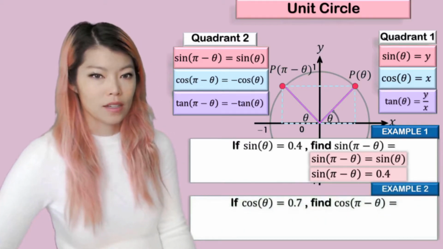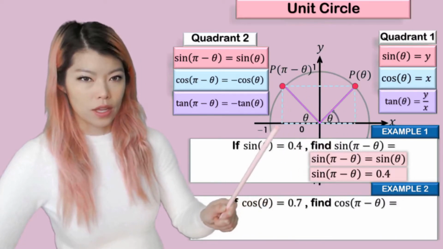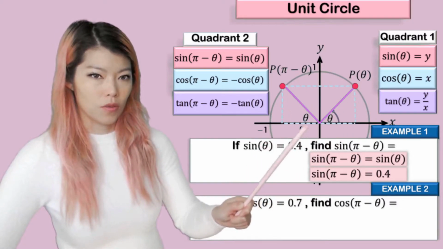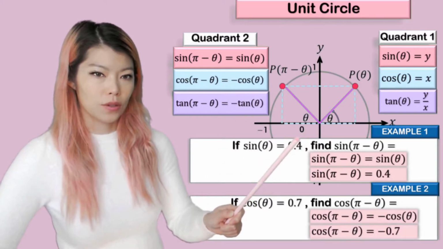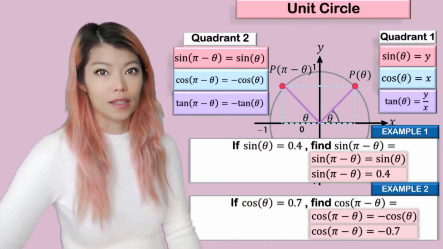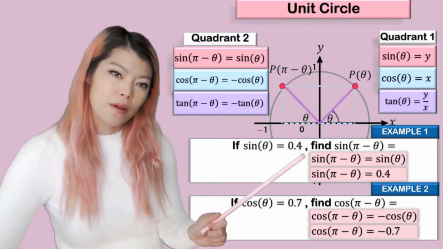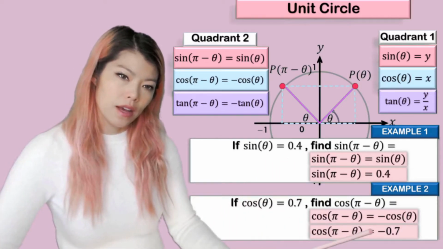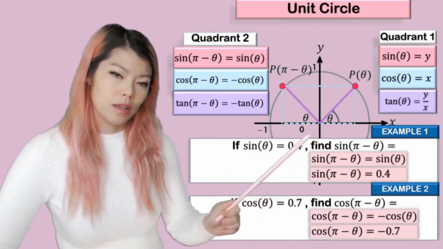What about if I had cos theta is 0.7 over here? What would cos of pi minus theta be? Well, it will be the same distance, but we know that cos is negative over there, so it will be the negative of that, negative 0.7. So try to understand how we came about finding our value without doing any calculations by using symmetry.